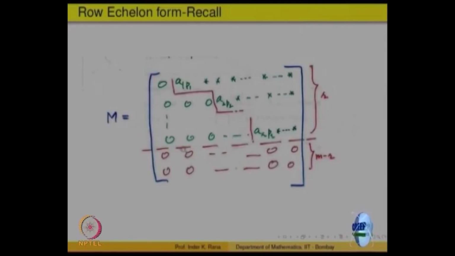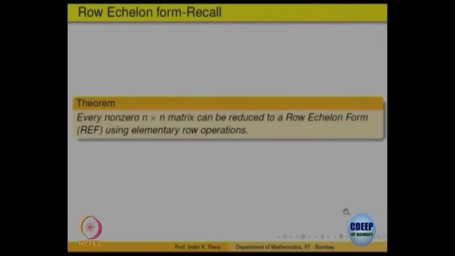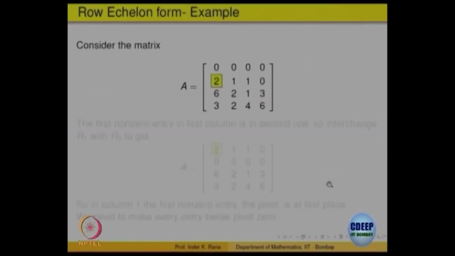A matrix in the row echelon form will look like this: there may be some 0 columns. The first non-zero entry in the first row comes at the place A1 P1, and the next comes for the second row at A2 P2, where P2 is strictly bigger than P1, that means it is on the right side of P1, and so on, and the bottom M minus R rows are 0. Right. So, we stated a theorem that every non-zero M cross N matrix can be reduced to a row echelon form.